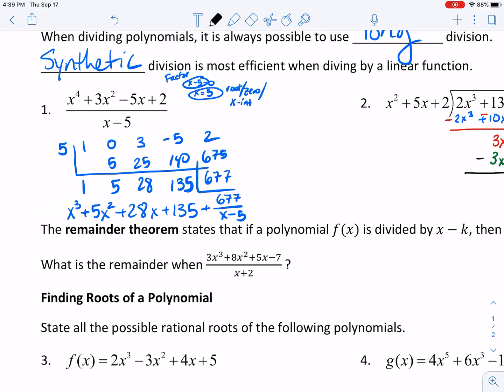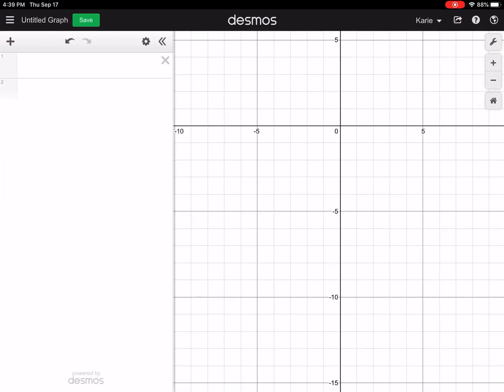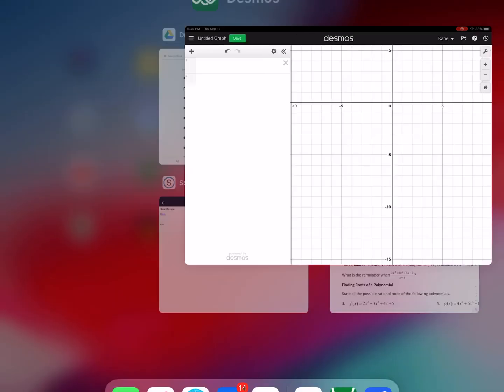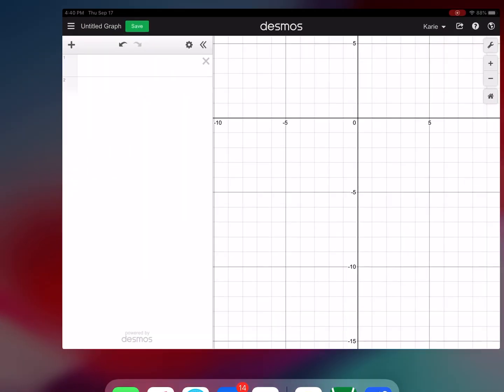Okay, if we look back up here, when I divide this original problem by x minus 5, I get a remainder here of 677. Let's look and see in Desmos. I want to plug in 5 to x to the 4th plus 3x squared.